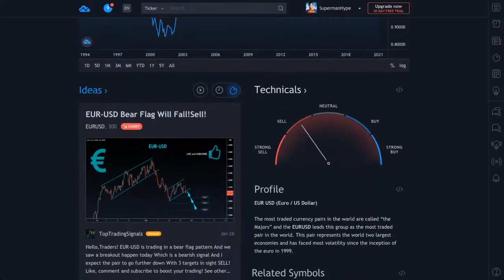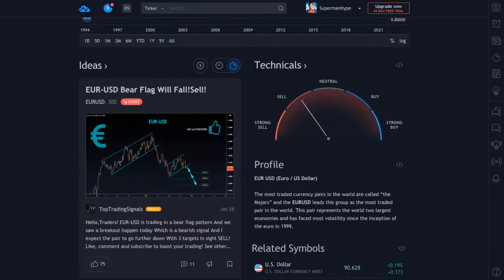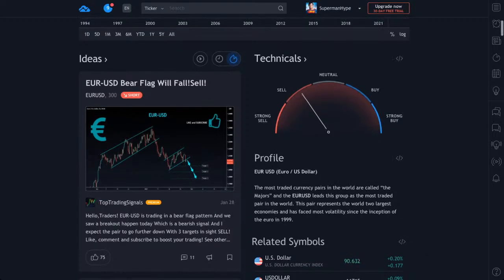Then below you've got some ideas and some technicals. At the moment it's saying sell. Here it's got a little profile. The most traded currencies in the world are called the majors, and the euro USD leads this group as the most traded pair in the world. So there we are. If you didn't know that, you've learnt that now.